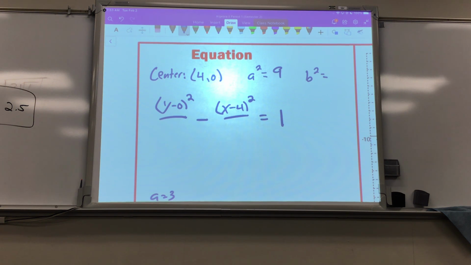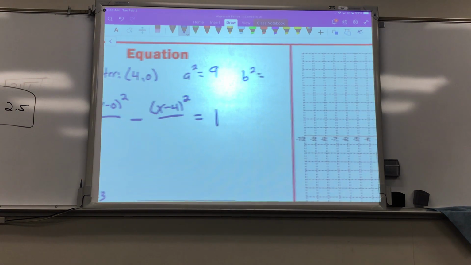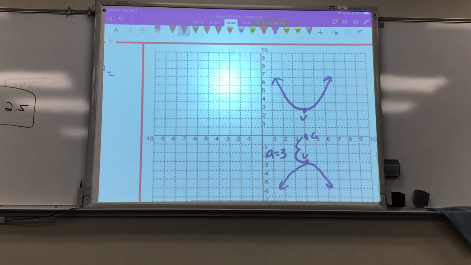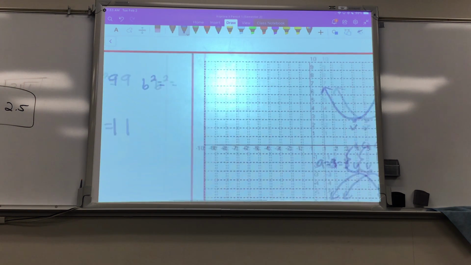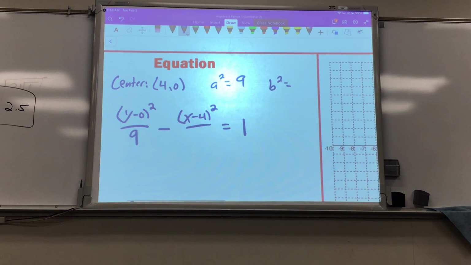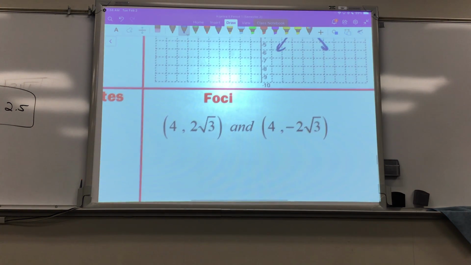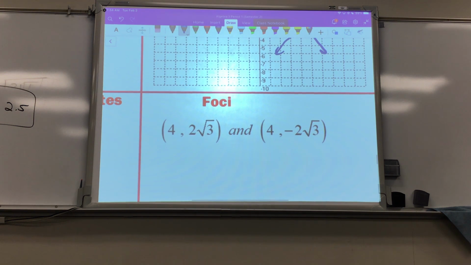Now is that going to go under Y or X? Cody? Under Y. Going up and down, right? Okay, so that's under our Y. Now it's a matter of figuring out that A or B squared. So, both sides, what's going to help us there?